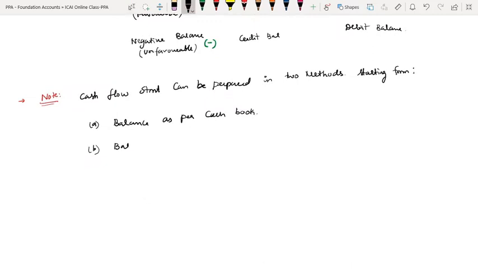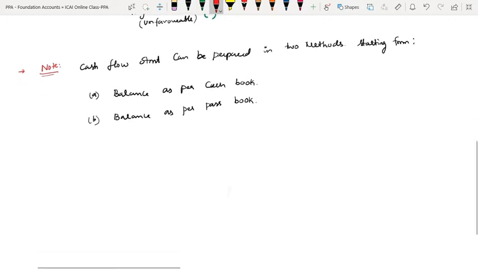Second one is starting from balance as per passbook. Now here, only important note you're supposed to write. Important note.